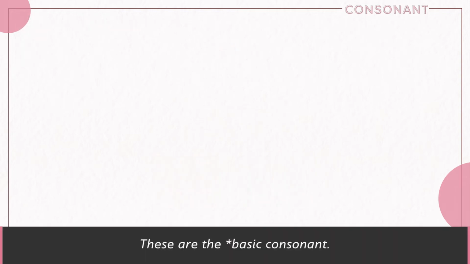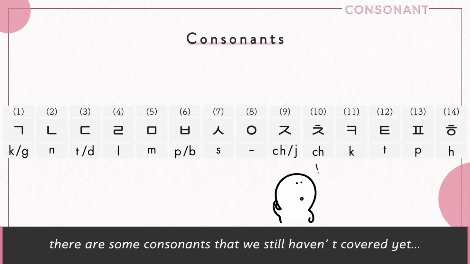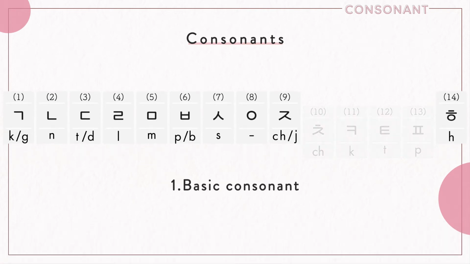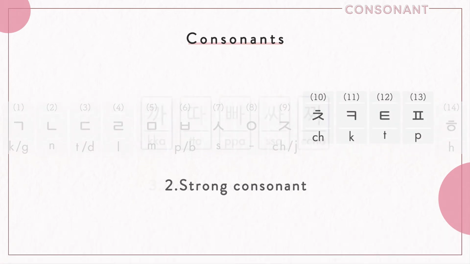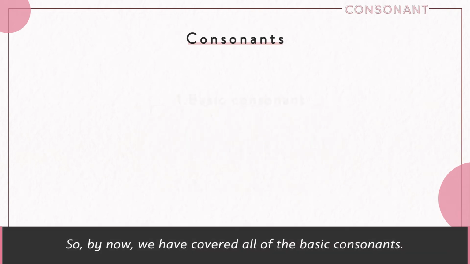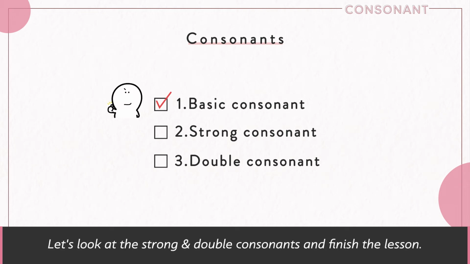These are the consonants that are called the basic consonants. Now, some of you might have noticed, but there are some consonants that we still haven't covered yet. In fact, there are 3 types of consonants: basic consonants, strong consonants, and double consonants. So, by now, we have covered all of the basic consonants. Let's look at the strong and double consonants and finish the lesson.